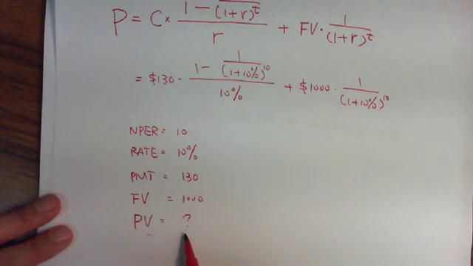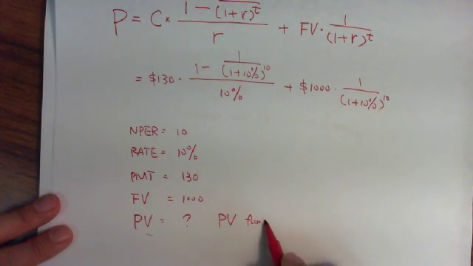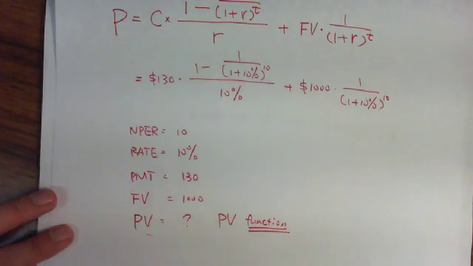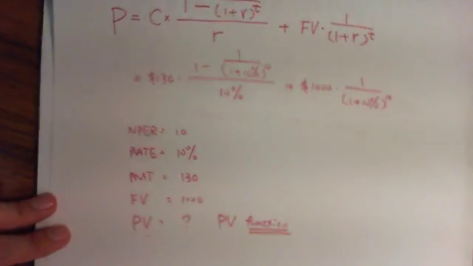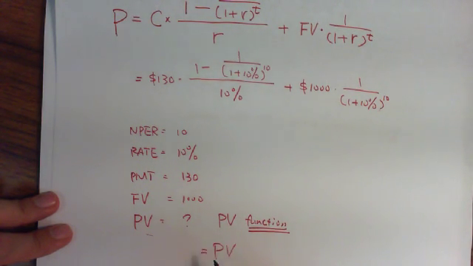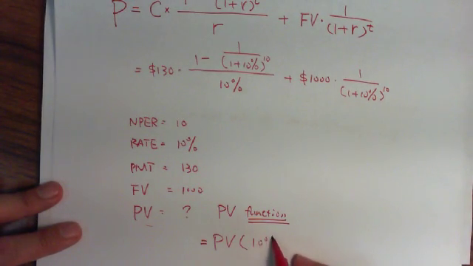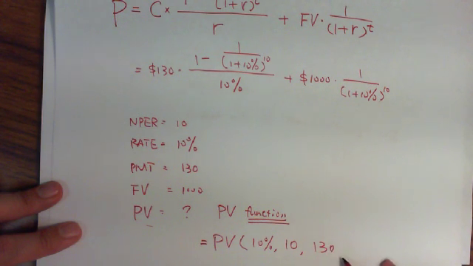The only element we don't know is the PV, so we are going to use the Excel PV function. Now, if you use the Excel PV function, the syntax is equal PV. The first element is the rate, so that is the 10% rate. Second element is the NPER, 10 periods. Now I have the coupon payment 130, face value 1,000. So this is the Excel syntax.